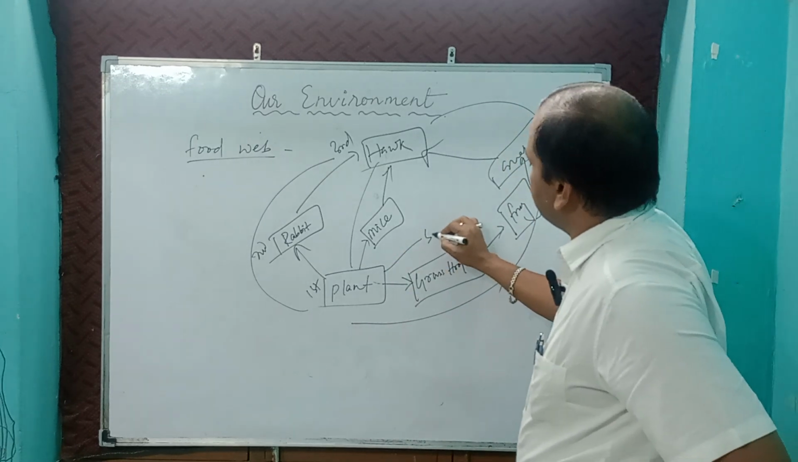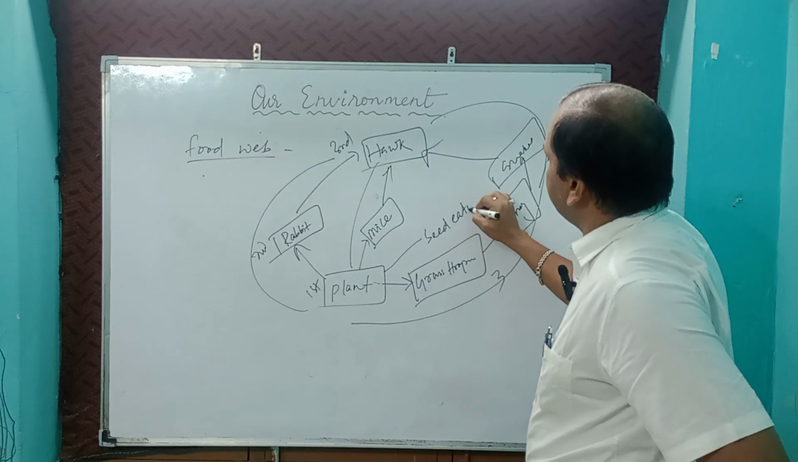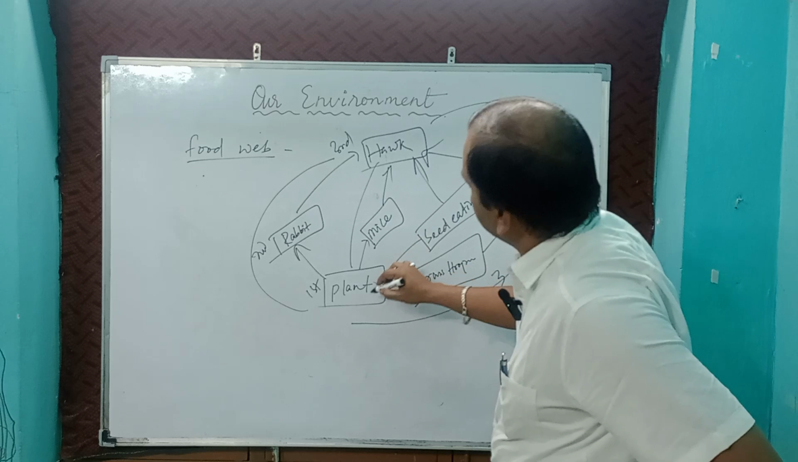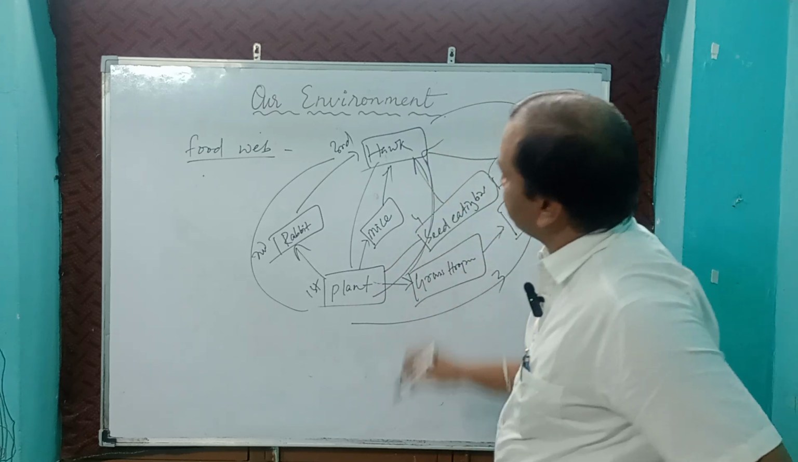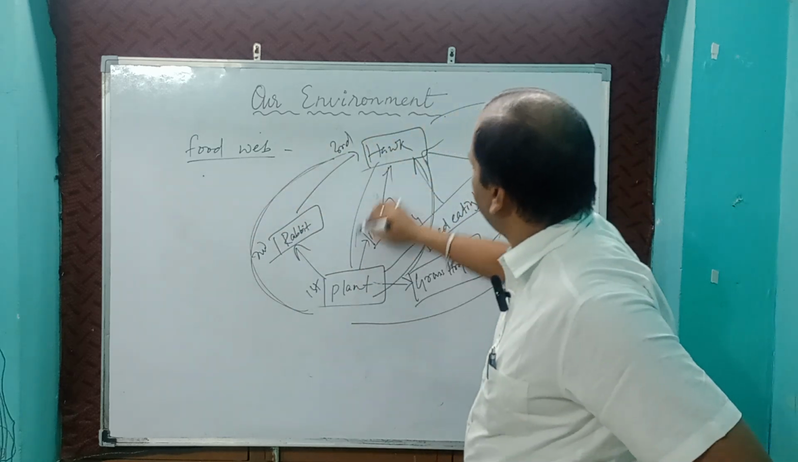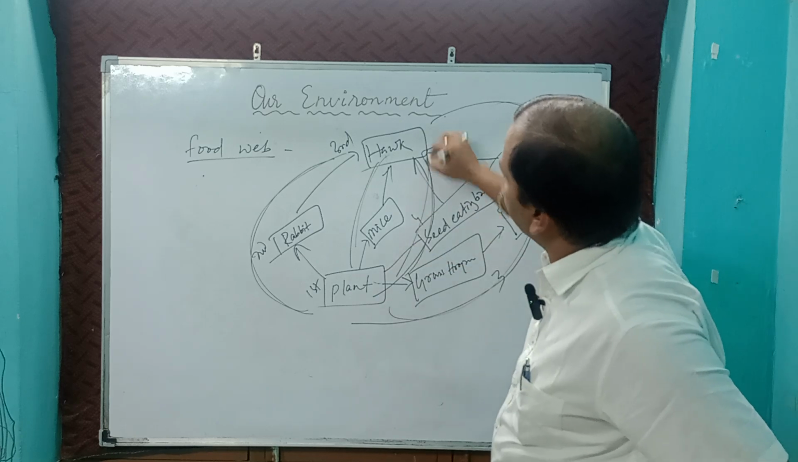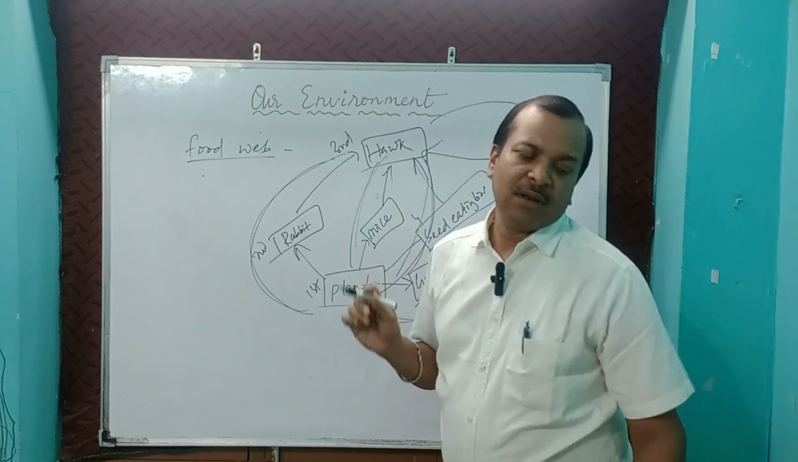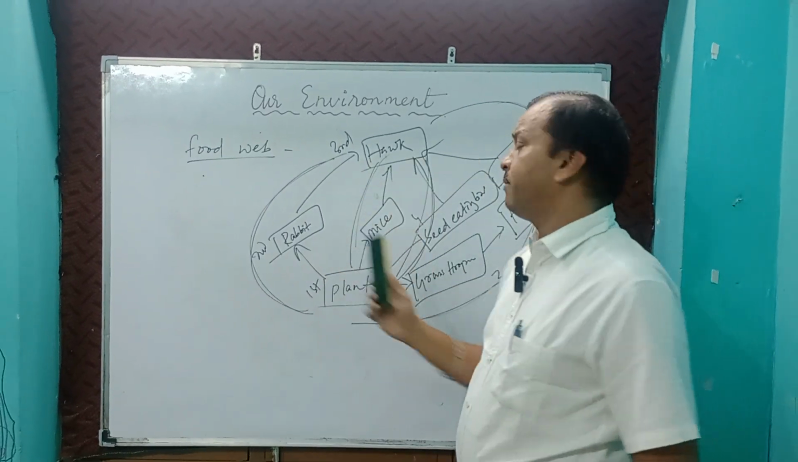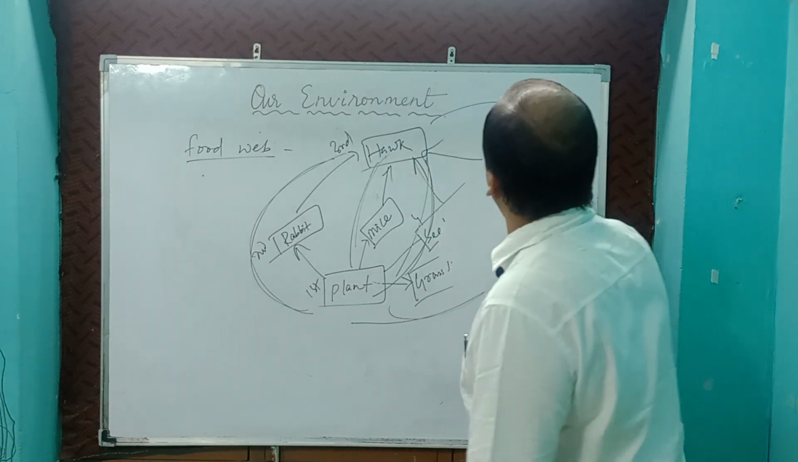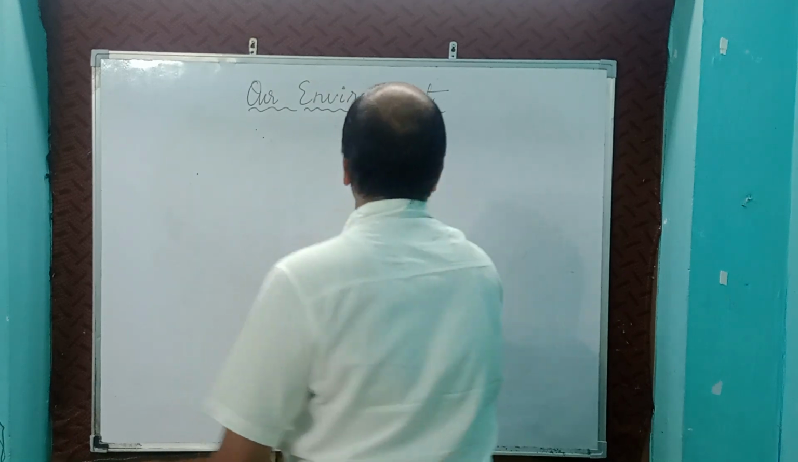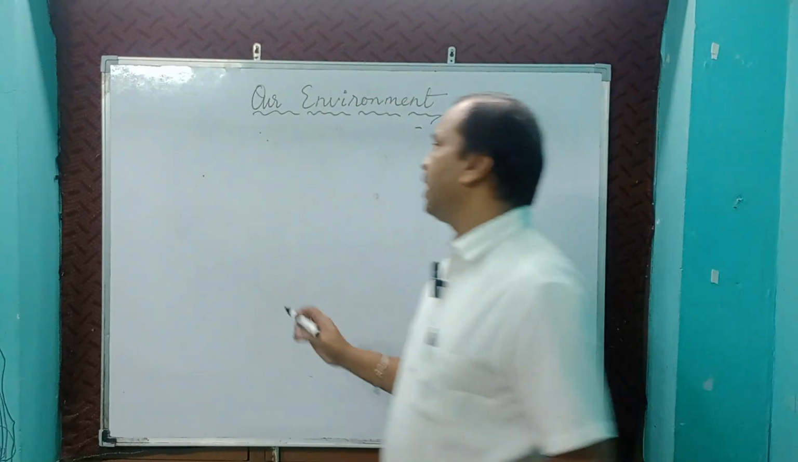Another one I can go for: plant, seed eating bird. This seed eating bird can be eaten by hawk. This is the fourth one. Is it clear? So there are so many chains: first, second, third, fourth. Clear? Now this type of question will come. This is a sure shot question, food chain and food web. Guaranteed, this question will come 100%. So go for it.